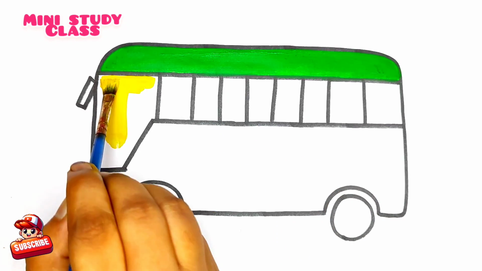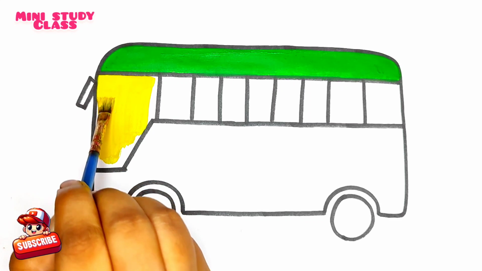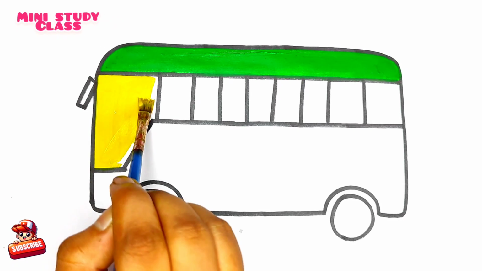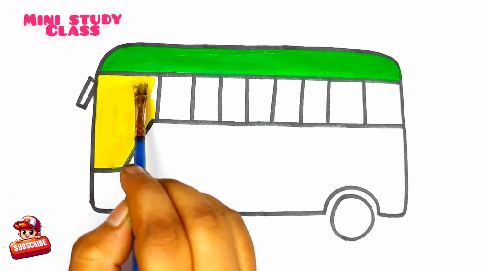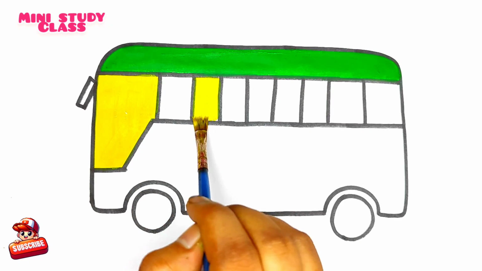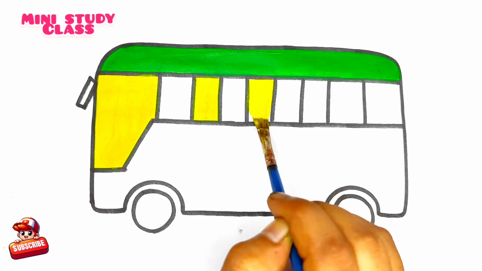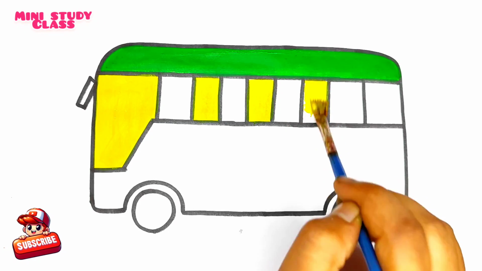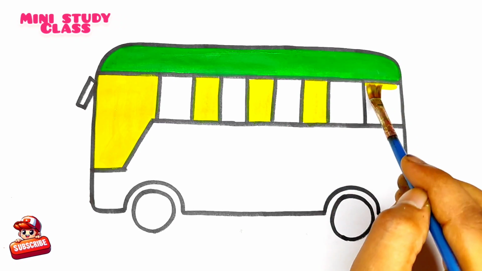Yellow color. People use buses to get to school, work, or other places. School buses are usually yellow and have special stop signs.